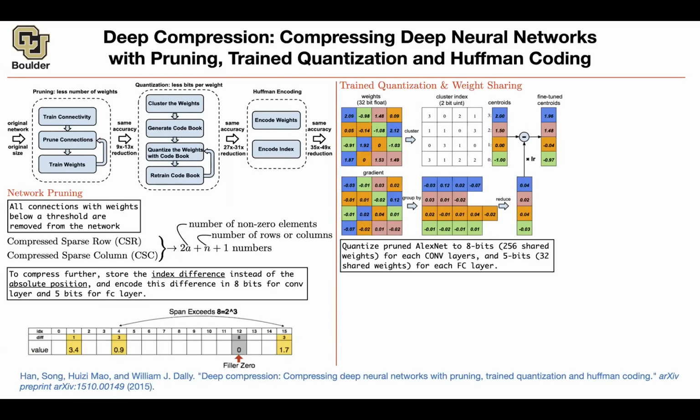And we are going to treat convolutions and fully connected layers differently. For convolutions, we are going to use 8 bits, which gives you 256 centroids, and 5 bits gives you 32 centroids for your fully connected layers. Before I go into more detail, can somebody tell us why we're treating convolutions differently from fully connected ones? Why do we need fewer bits? Why do we need a smaller number of centroids?